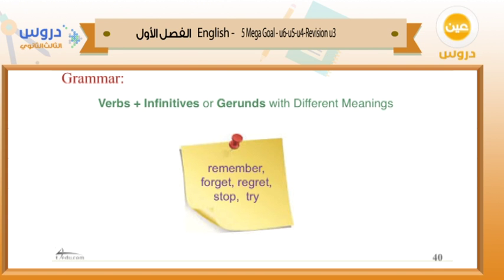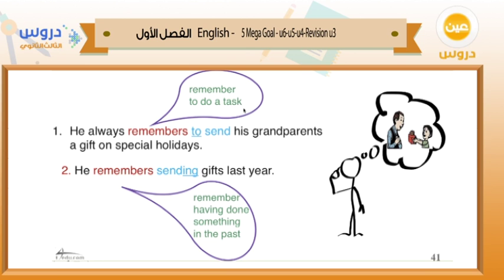Okay, what about the last part of our revision today? The grammar for verbs plus infinitive or gerunds with different meanings. Here we will deal with verbs like remember, forget, regret, stop, and try. Remember, forget, regret, stop, try will be affected by the verb with infinitive or gerund, okay? Let's see. He always remembers to send his grandparents a gift on special holidays.